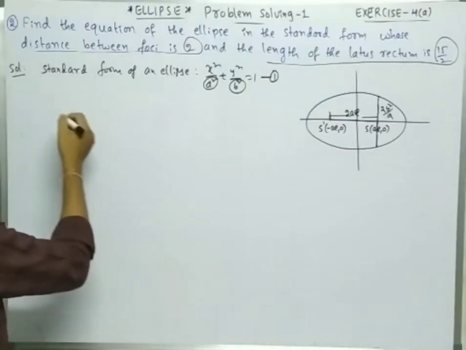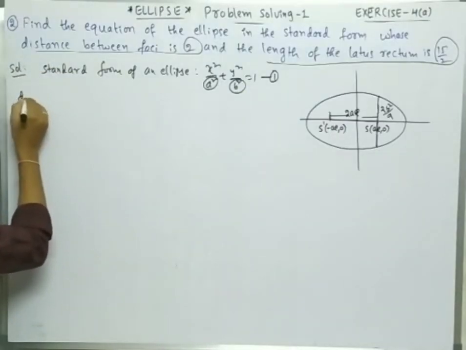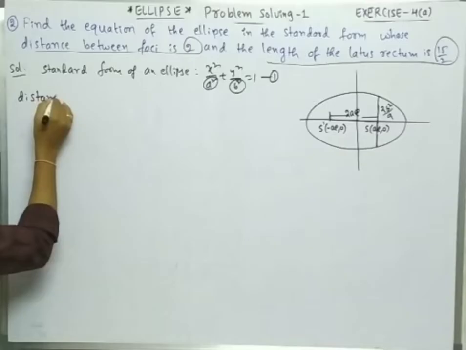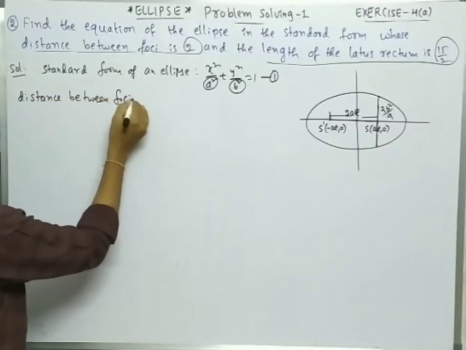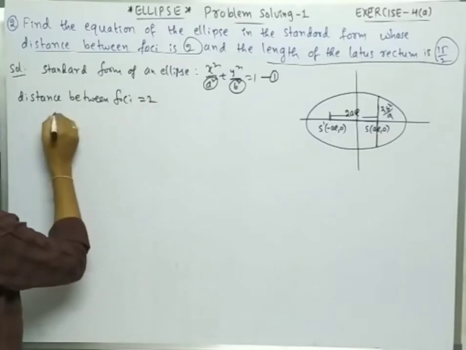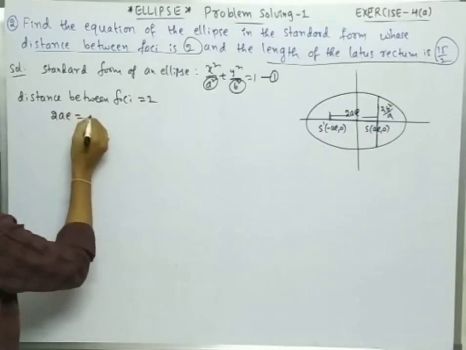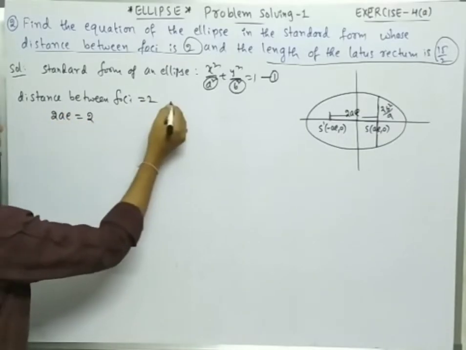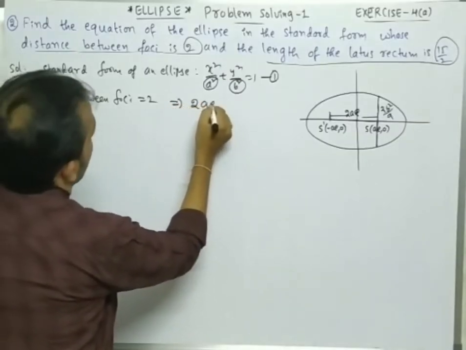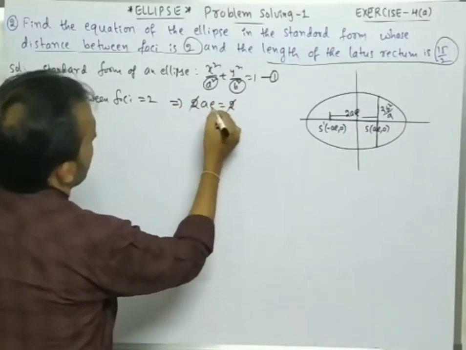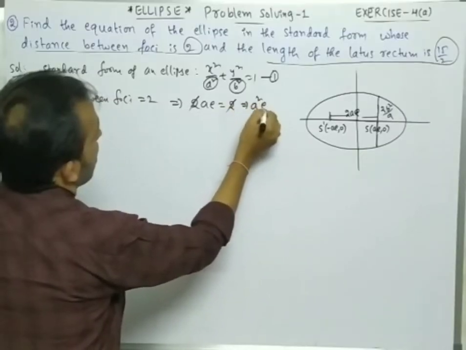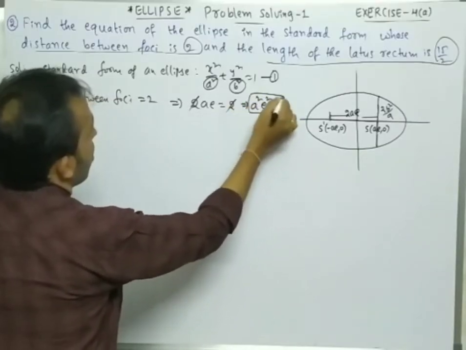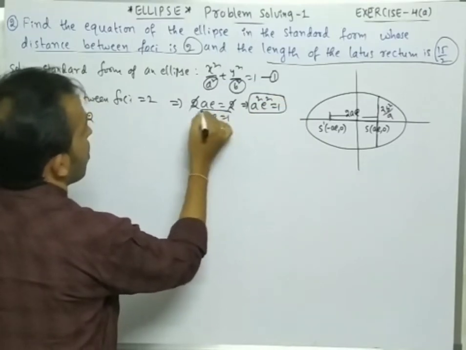So first of all, what is given? Distance between foci is equal to 2. That means 2AE is equal to 2. Cancel the 2, so ae is equal to 1. Squaring on both sides you will get a square e square is equal to 1.